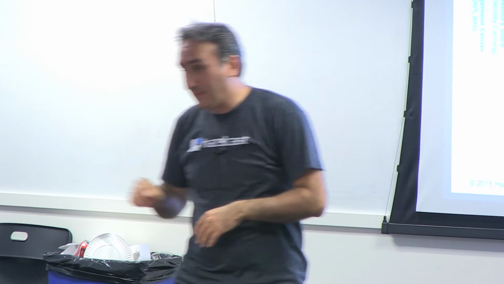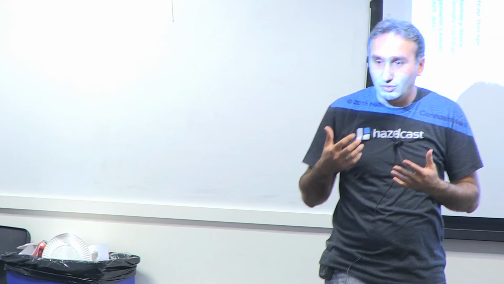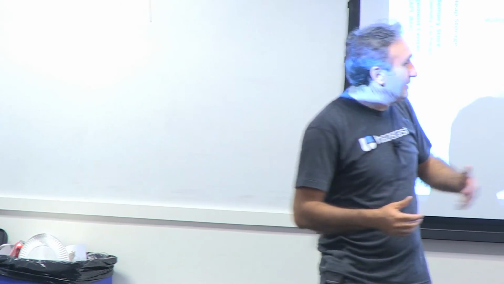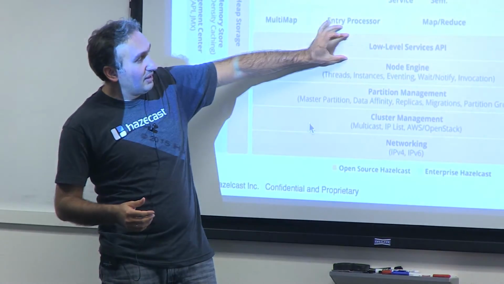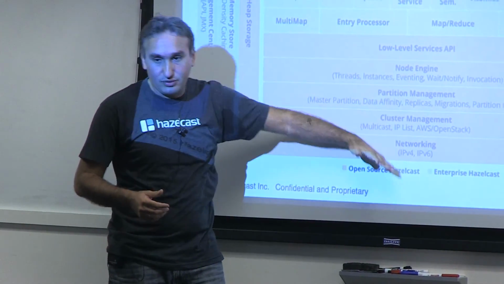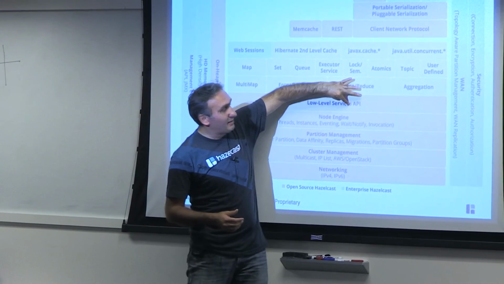And on the node engine, we take care of the invocations, and when you do a map.put, you're doing a distributed invocation, right? Because the invocation will take place somewhere else in the cluster. Or when you do a queue.take, which is like wait-notify stuff, you're waiting to be notified. That kind of stuff is taken care of by the node engine, and there's a low-level service API for those, and everything is built on top of that.